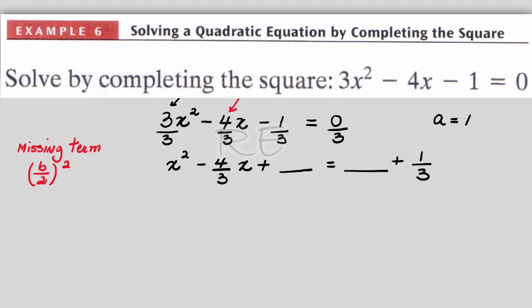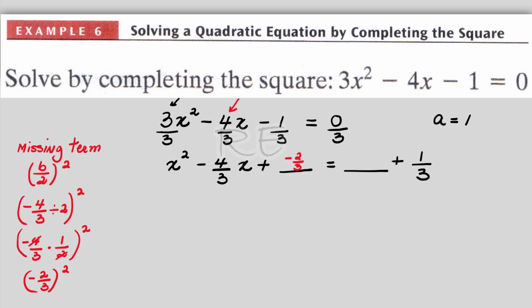The missing term is (b over 2) squared, and b is negative 4/3. So it's negative 4/3 divided by 2, squared. Division is the same as multiplication by the reciprocal. So divided by 2 means multiply by 1/2. Negative 4/3 multiplied by 1/2. We cancel the 2's. It's the same as negative 2/3. Then negative 2/3 squared is the missing term.